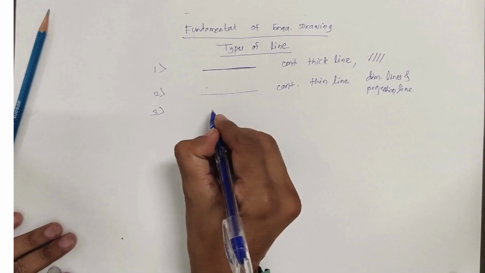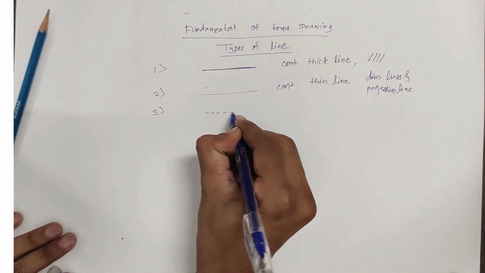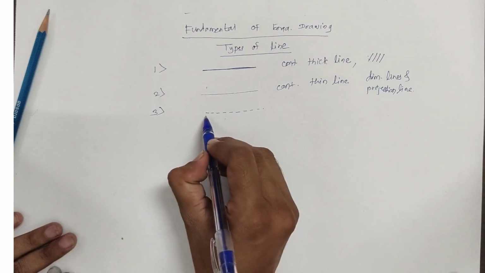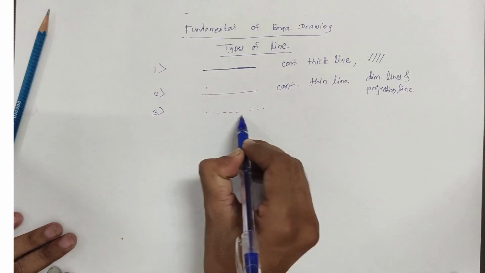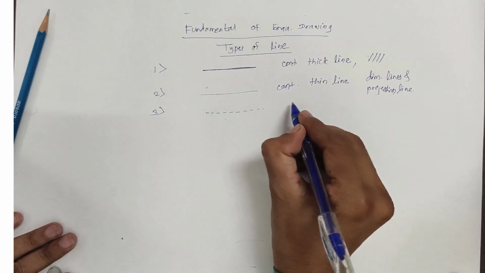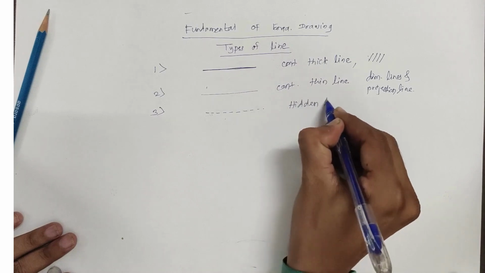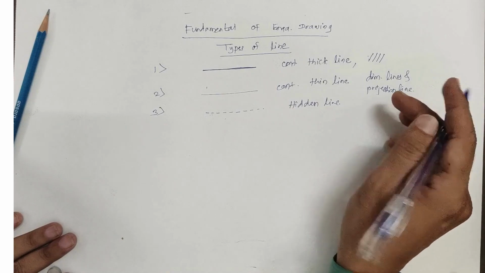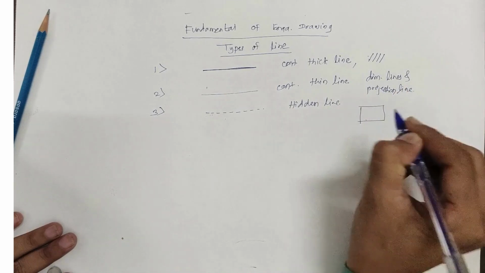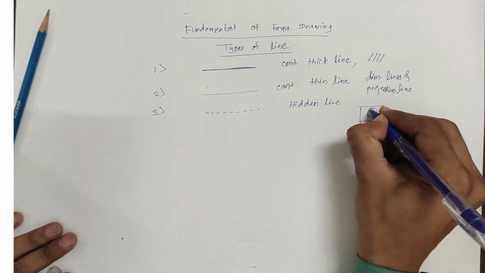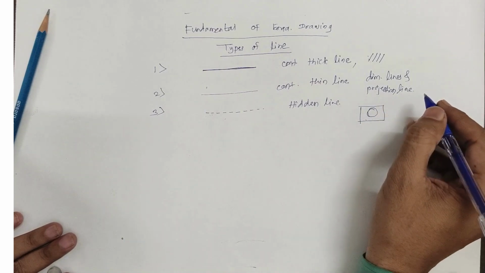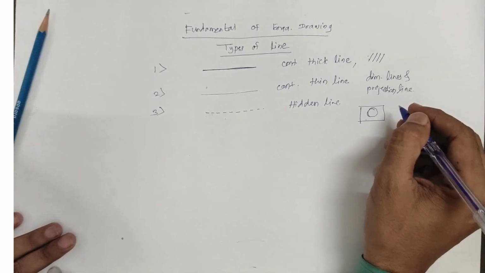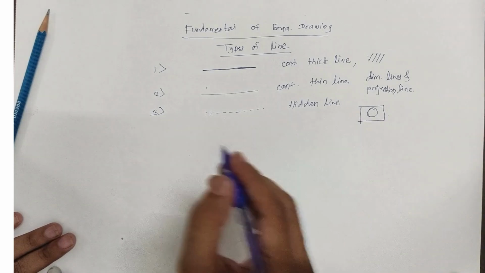Another important type of line is the dotted line, which is also called the hidden line. How to draw a dotted line? 1 to 2 mm, then 1 mm gap, then 1 to 2 mm. Likewise, you have to draw. What is the application of this hidden line? To show the hidden part. Suppose this is the object, and if you see from the top, it appears as a circle. Suppose it is the top view, but if you see from the front, it is there, but we can show it by the hidden line. So that is the third type.